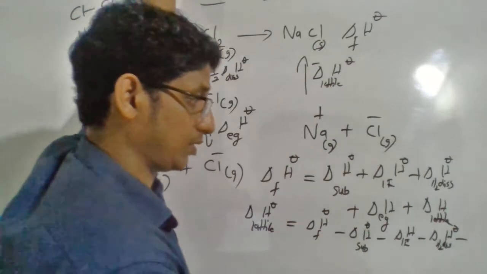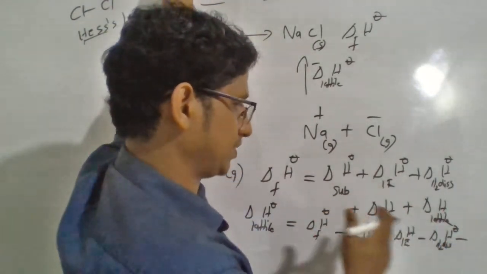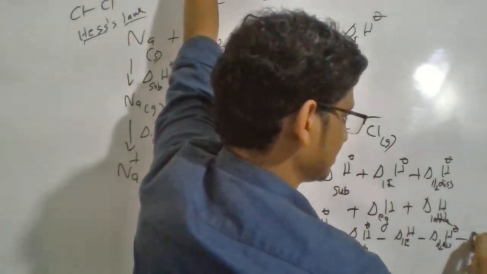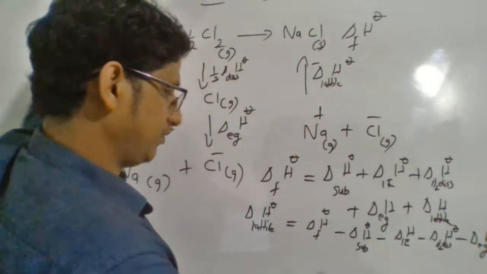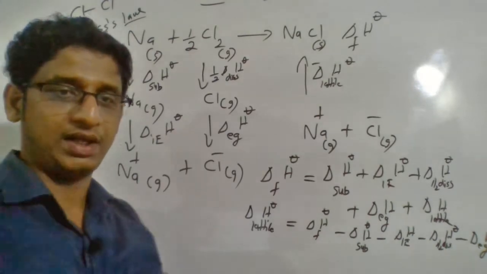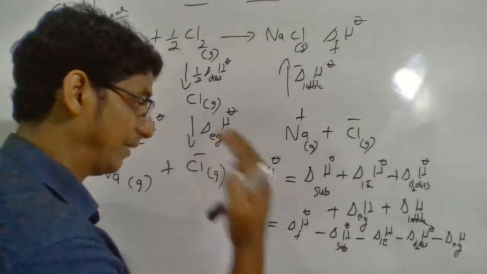I will discuss one problem for you, and there you will understand, because now I am putting all positive signs, since it is the summation of all these factors. So the delta H electron gain enthalpy will give you the lattice enthalpy value. When we do a problem, you will get a better understanding.